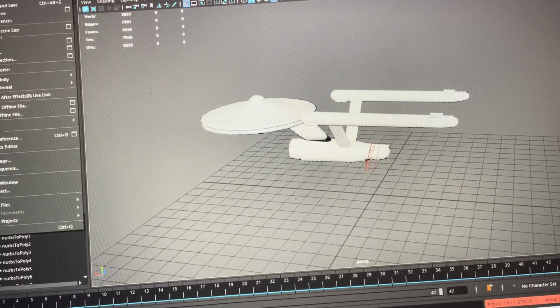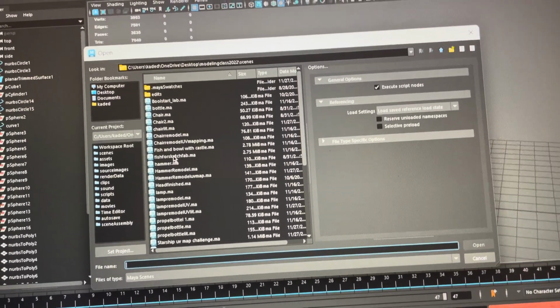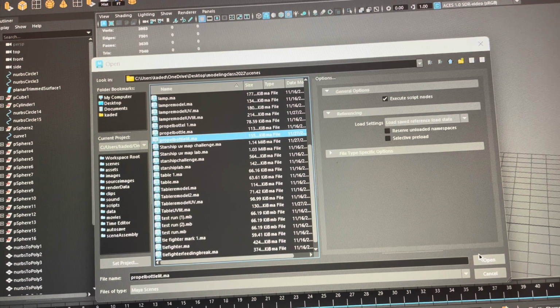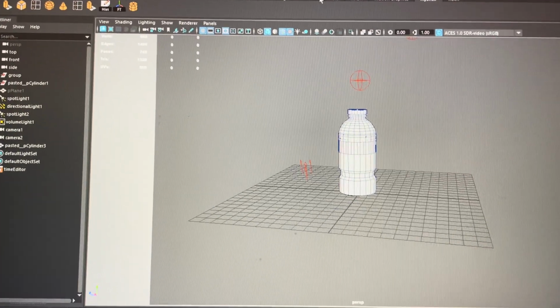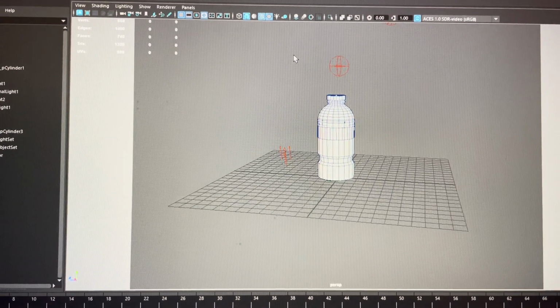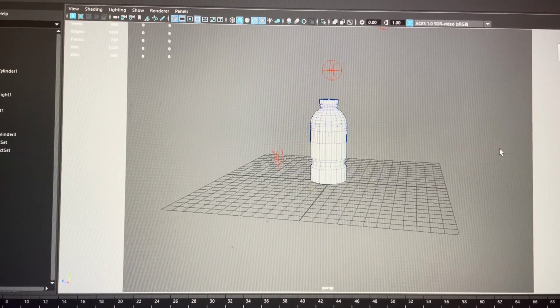And then I think the only one left was the Propel bottle. Yeah, so then there was the bottle. So that's kind of what I did for each one. So yeah.